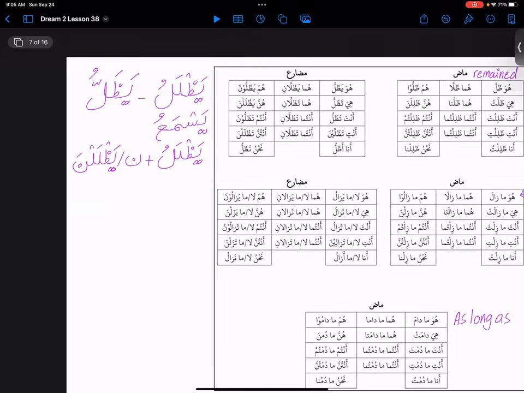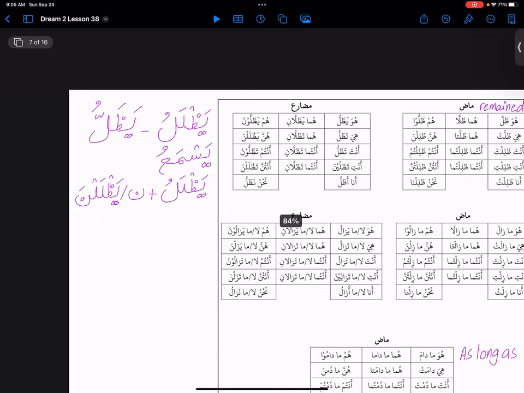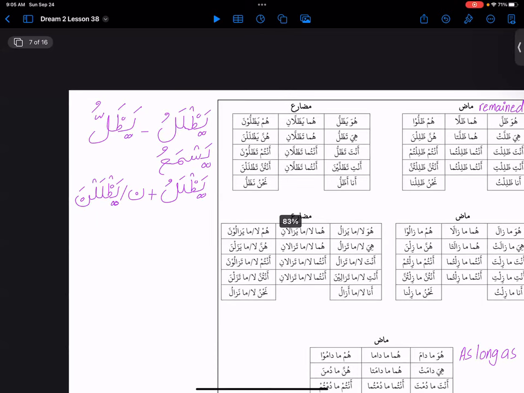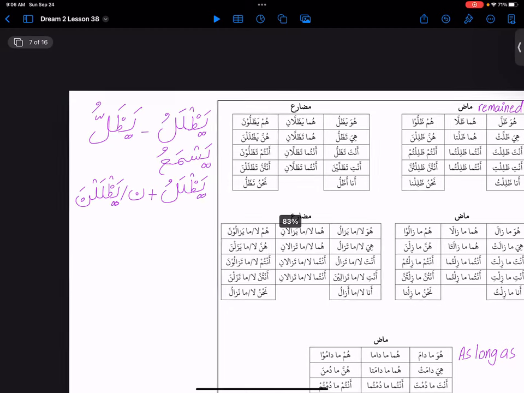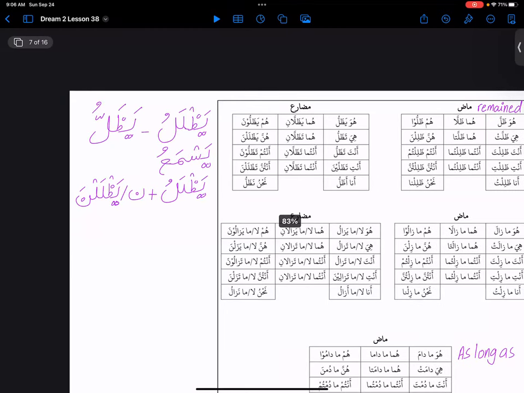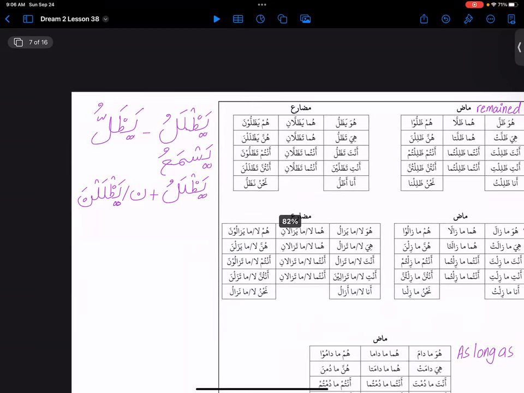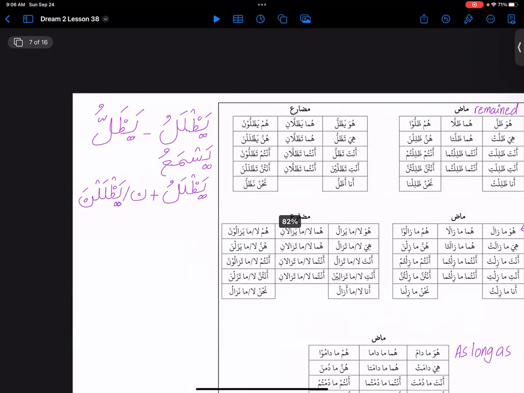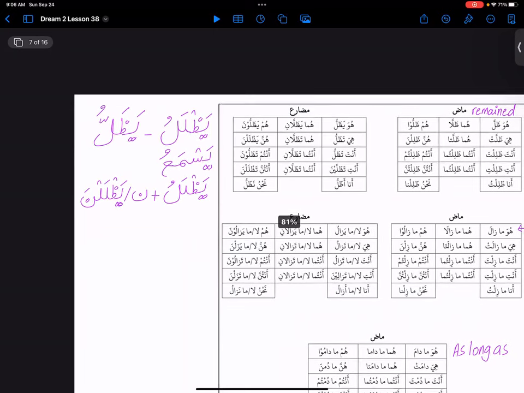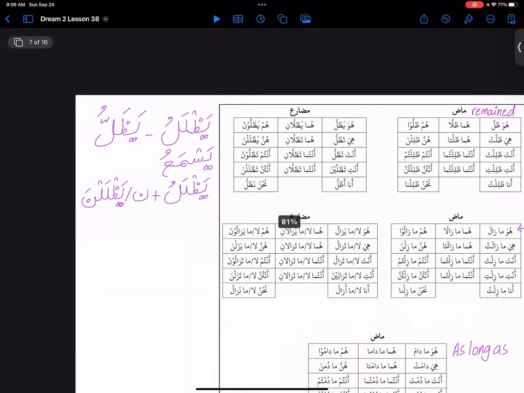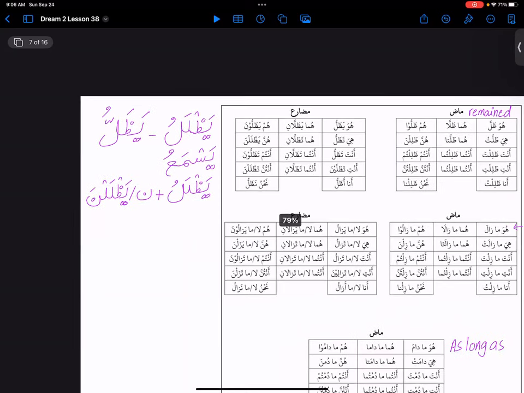So hunna, yazlalna. Actually, it is yazlalu because we are saying this is Bab Samia. Right? So, yazlalu becomes yazlalu. And then yazlalu, you add nun niswa, give sukoon, and it becomes yazlalna. Make sense? So antunna tazlalna, and hunna yazlalna.